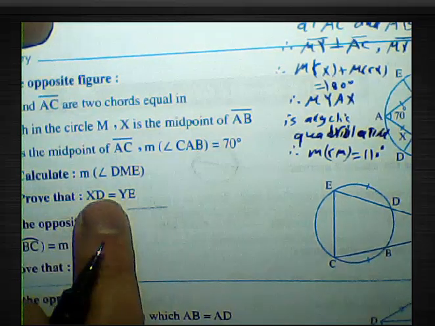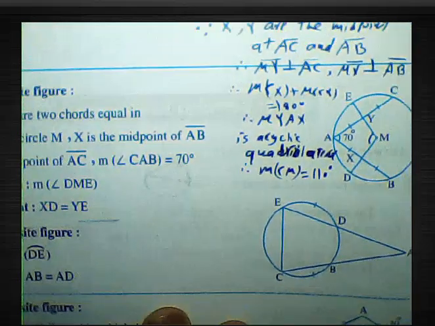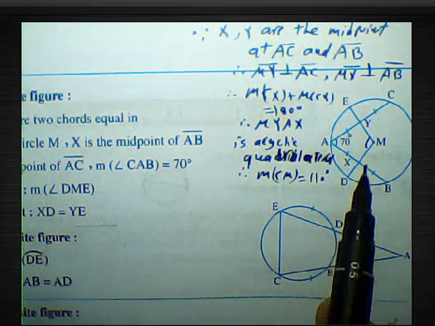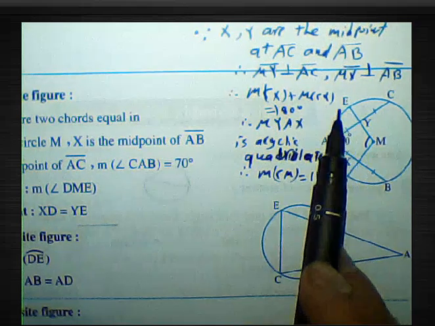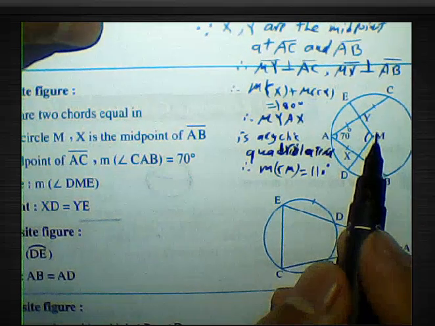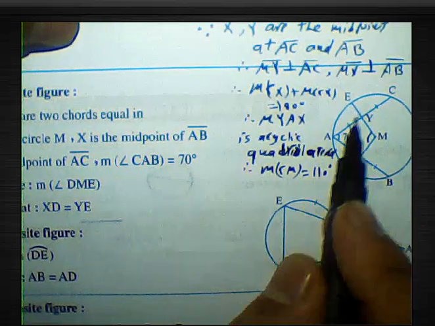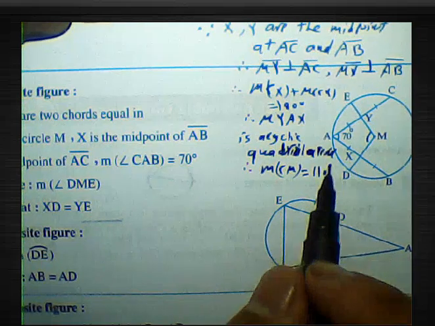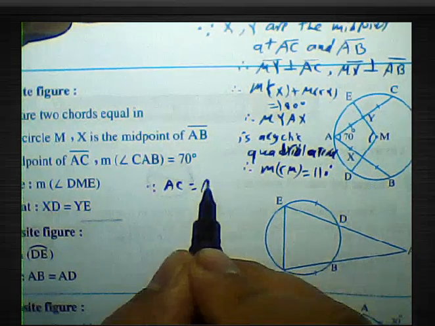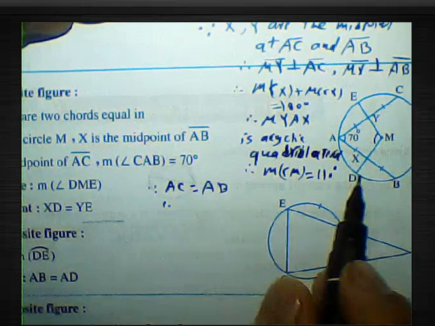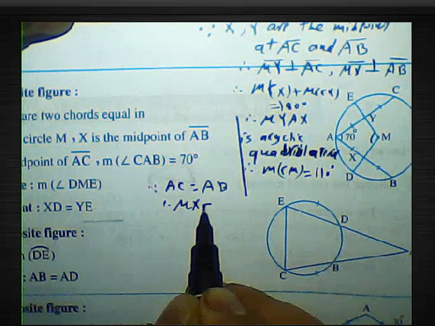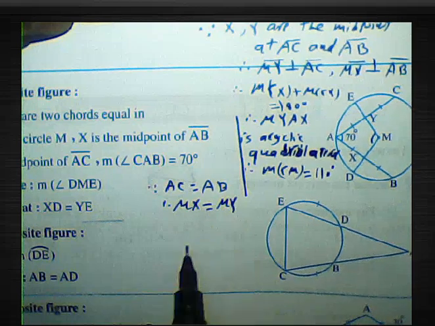And we want to prove that XD equals YE. Look here, XD equals YE. We can prove that because AC equals AB, he gave us this information. Then the distances will be equal. The distance here, MX, will be equal to MY.